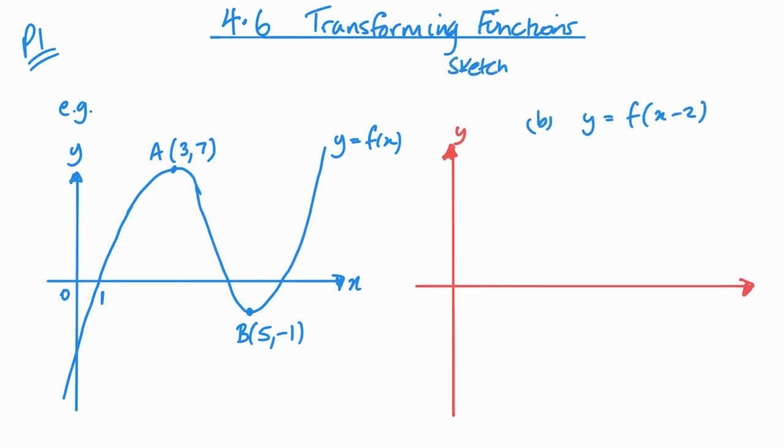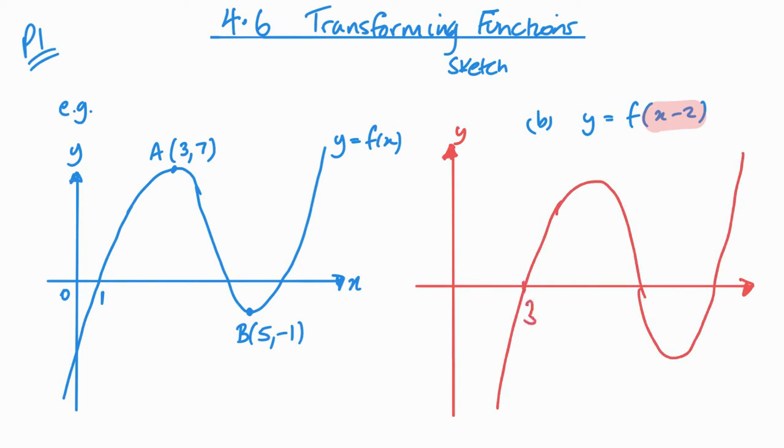Second one now, we're looking at f of x minus 2. Minus 2 is inside the bracket, so it's horizontal, and we are moving it 2 units to the right. Here we are looking at something like this. Again, it doesn't have to be perfect. I can state the points as we know them. A is now 2 to the right, so it's 5, 7, and B will be 7, negative 1. And I'm only labeling the points that I know.